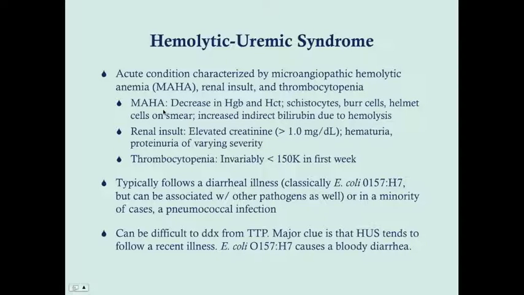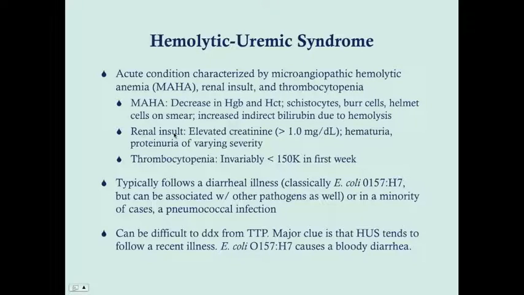So the microangiopathic hemolytic anemia, you're going to have a decrease in hemoglobin and hematocrit. And the reason that you have this hemolytic anemia is because the red blood cells are suffering trauma from hitting the clots that are in the microvasculature. So these red blood cells are going to be destroyed, and that's going to decrease the hemoglobin and hematocrit. You can also see these damaged red blood cells on the smear: the schistocytes, Burr cells, and helmet cells. And then you can also, of course, get an increased indirect bilirubin, and that's due to the hemolysis.